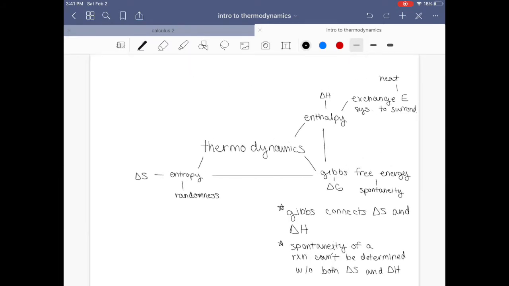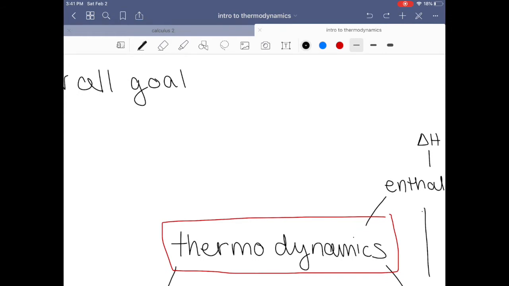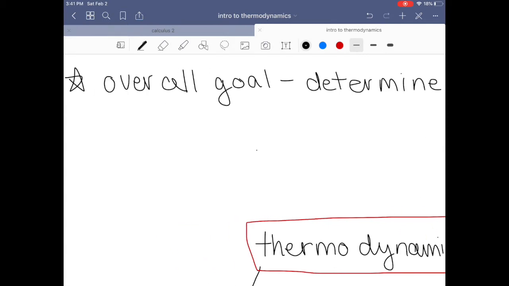All right, guys, so those are just some general ideas about thermodynamics that are really good. They're the key concepts. The overall goal for thermodynamics is to determine energy transfer and spontaneity.